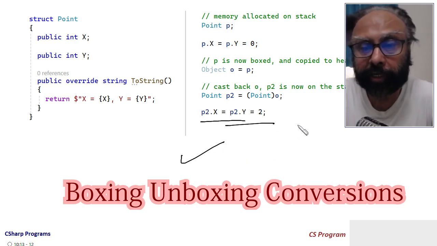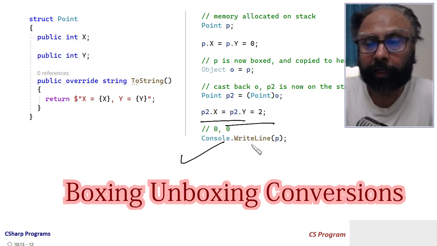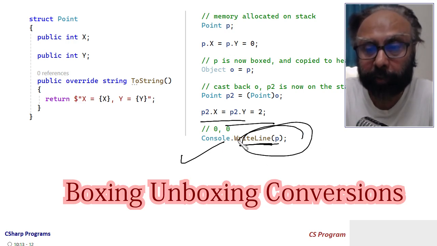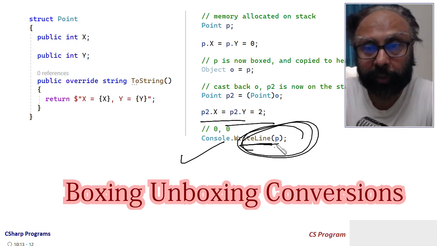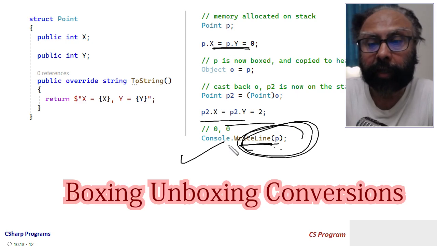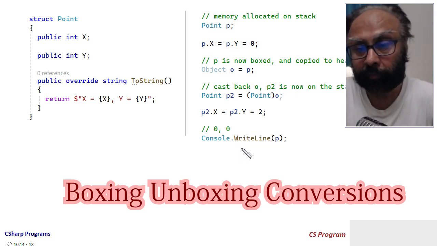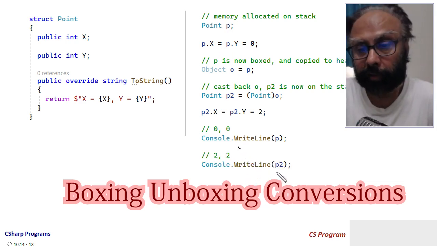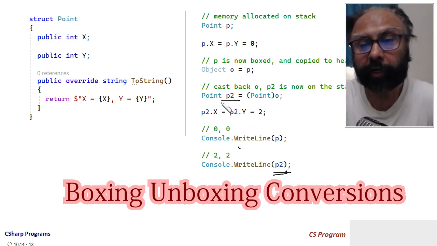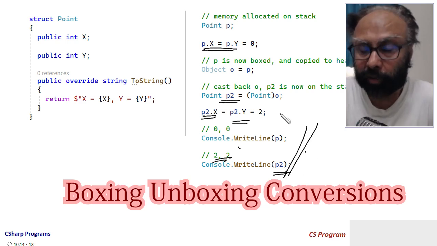We can set any data, and if we write console.writeLine p, then this will be printed. And if we write p2, that is we try to print this p2, then 22 will be printed, because this p2 is a different object. So this is the code that you can run and check also.